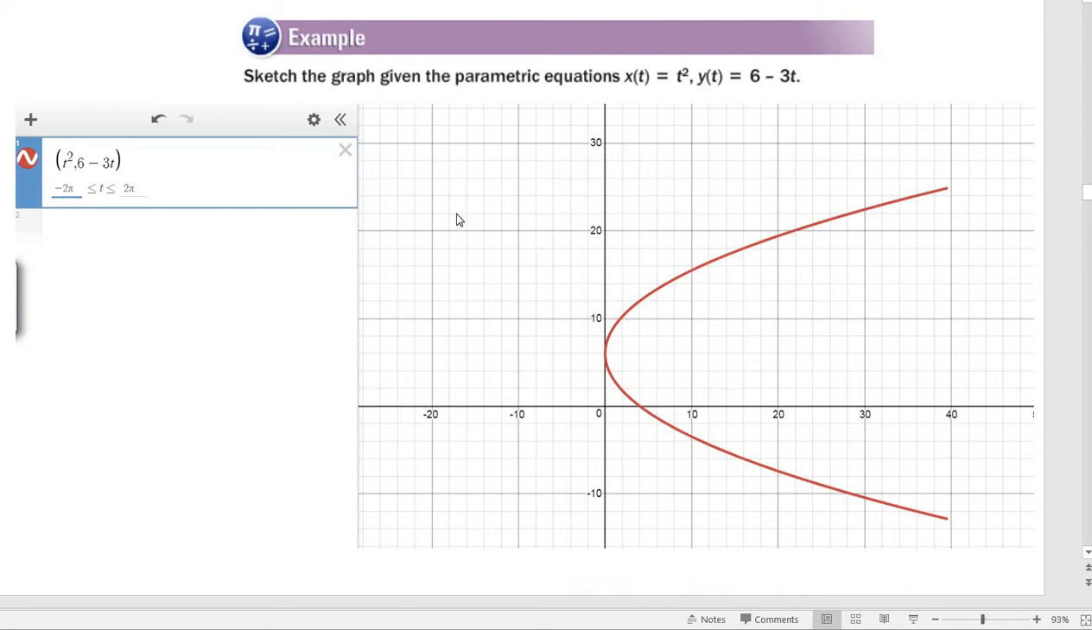Okay, sketch the graph. Well, pretty straightforward. I just want you to go use Desmos. Go use your calculator. Okay, so here's a graph I did on Desmos. You can see here's our x, right? Here's our x part, t squared, our y, 6 minus 3t.